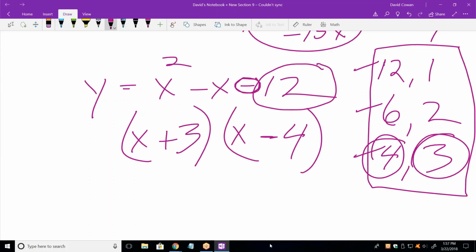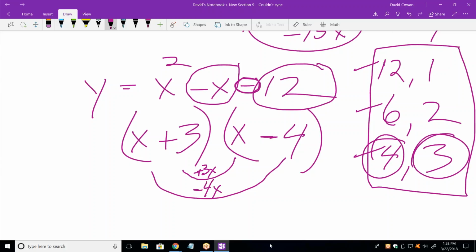Now, here's a good tip. I don't need to actually FOIL this to check my answer. I know that my x squared is correct, and I know that my minus 12 is correct. The only term I'm not positive of is that middle term. And the way you produce the middle term is by the inside and the outside. Okay? The inside multiplies to plus 3x. The outside multiplies to minus 4x. Add them together, you get minus 1x. That is our middle term. That means we did it correctly.